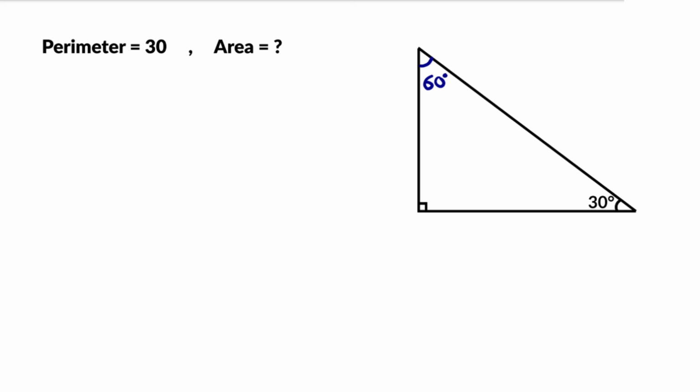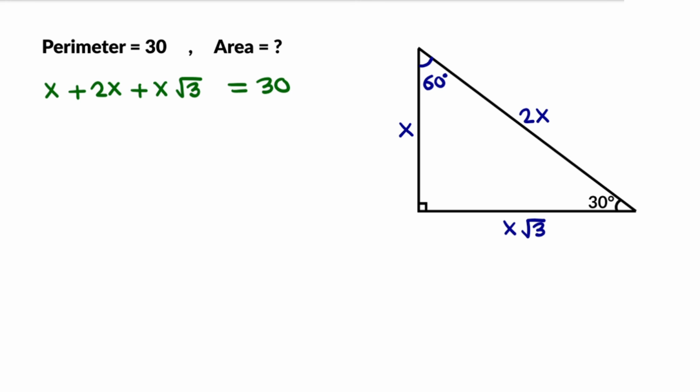And whenever you see a 30, 60, 90 triangle, a special side ratio comes with it. If the shortest side is x, then the hypotenuse is 2x, and the remaining leg is x times the square root of 3. Now let's use the perimeter. The sum of all 3 sides must equal 30. So we can write x plus 2x plus x square root of 3 equals 30.